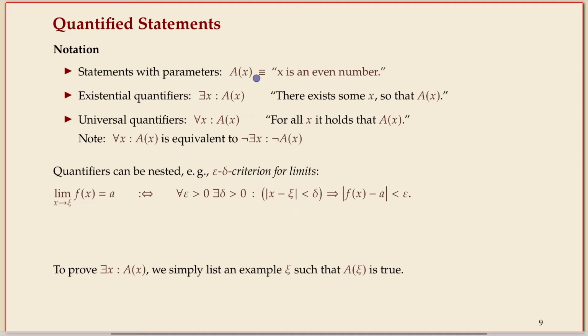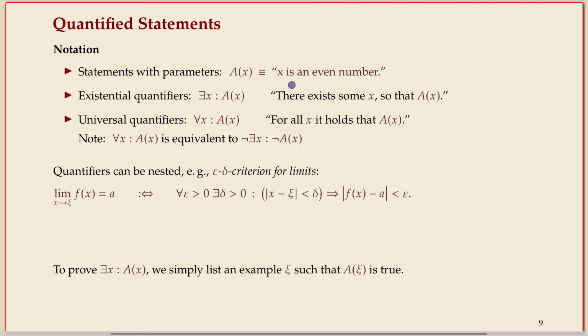The first thing we need is statements that have a parameter. So it's basically a placeholder for something, some object, a number in this case. I'll write A of x for a statement that has something to say about this value x. And that could be, from our example, x is an even number. Now, obviously, such a statement can be either true or false depending on the value of x. So it doesn't make sense to say prove A of x, right? I can prove A of 4 or A of 7.